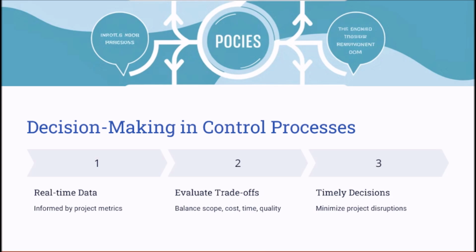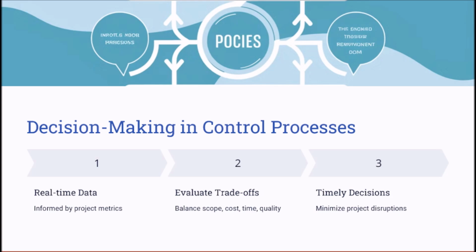Decision making control. Project managers also are responsible for making timely and informed decisions during the monitoring and controlling process. Decisions must balance the project constraints of scope, cost, and quality. Effective decision making ensures minimal project disruption and ensures that all of these decisions the project manager is responsible to take are informed by real-time data and project metrics.